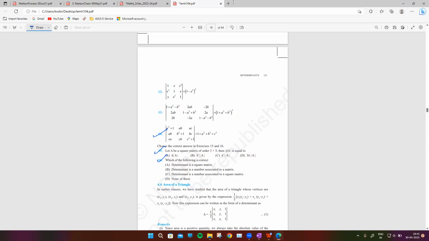See, properties of determinants. Try to solve this. Okay, rather than 14, you also have the option 12. So either you can solve 12 or you can solve 14.